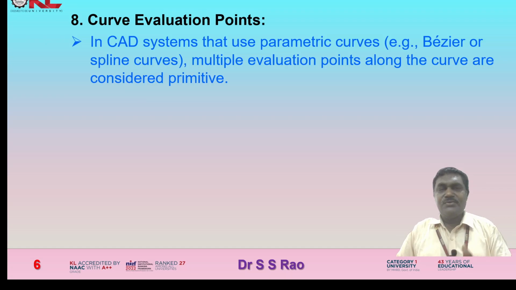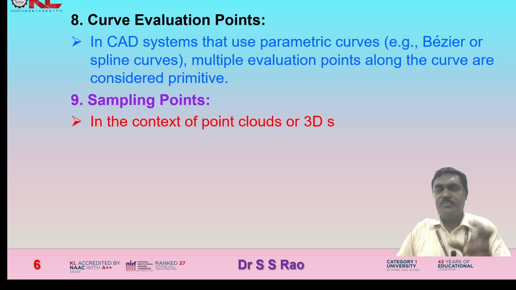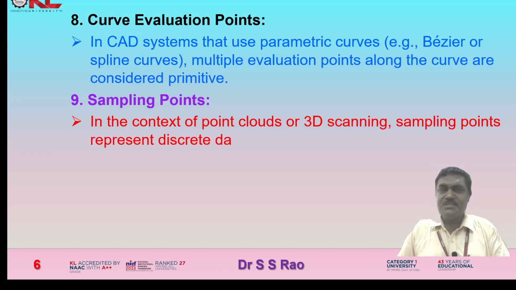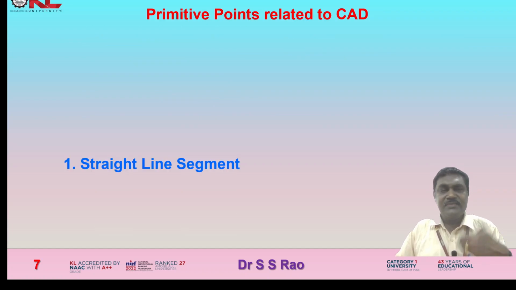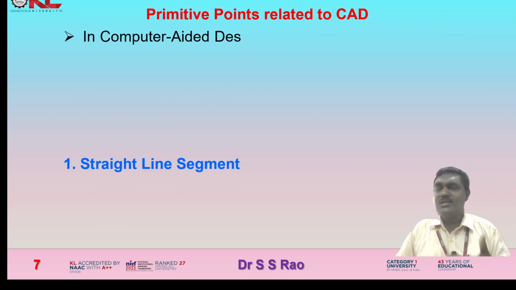Curve evaluation points. In CAD systems that use parametric curves, that is Bezier or spline curves, multiple evaluation points along the curve are considered primitive. Sampling points. In the context of point clouds or 3D scanning, sampling points represent discrete data points that approximate the shape of a real world object. Next we will see the primitive lines related to CAD.